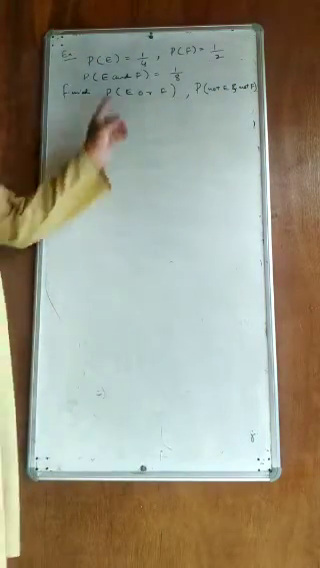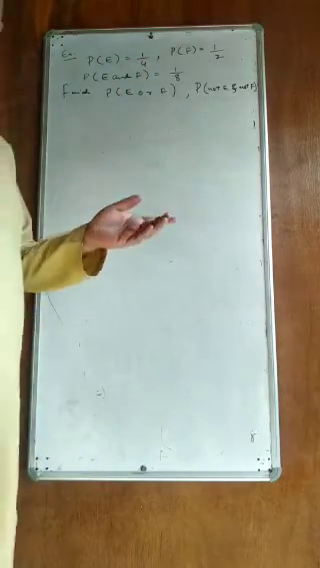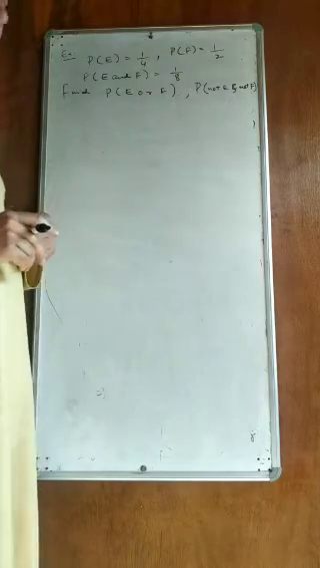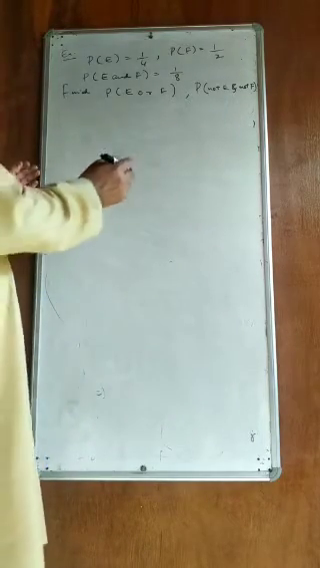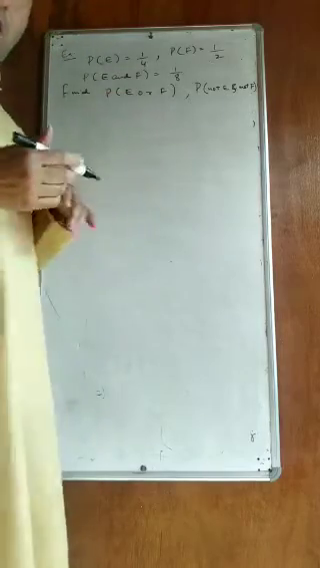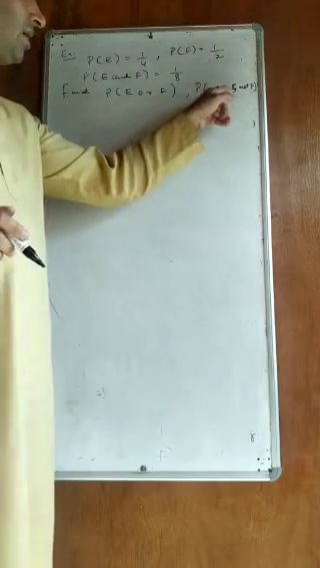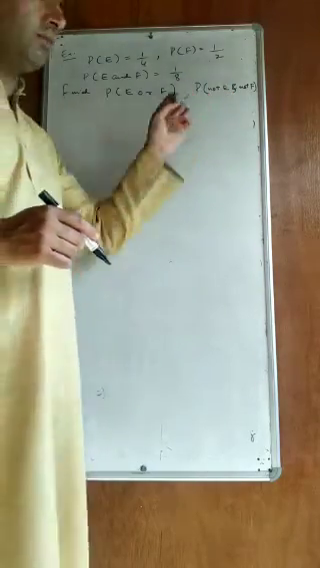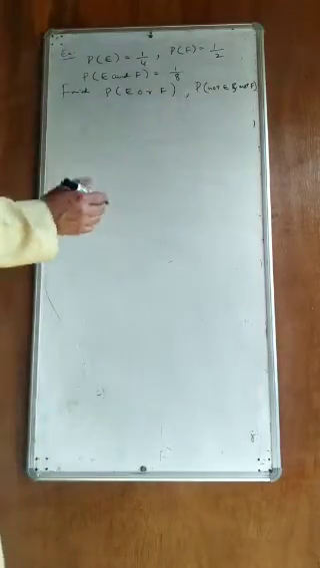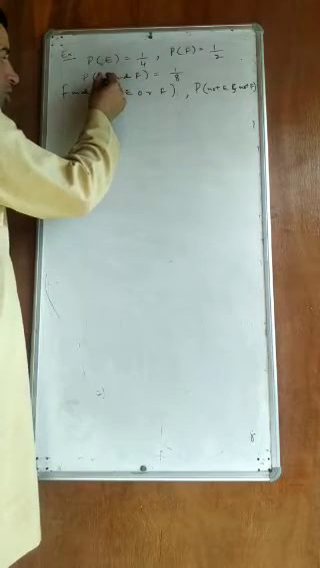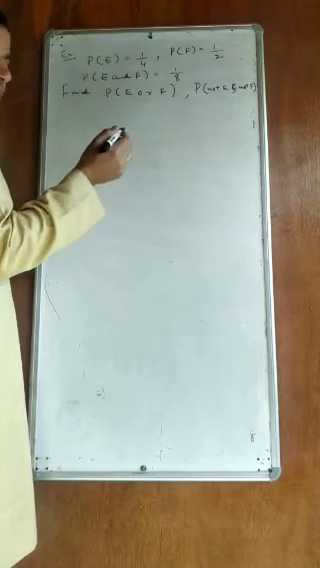देखिए बेटा, it is given that probability of E is 1 by 4, probability of F is 1 by 2, and probability of E intersection F is 1 by 8. You have to find probability of E or F and probability of not E and not F. Whenever it is or, it means union, and whenever it is and, you have to use intersection, and not means complement.